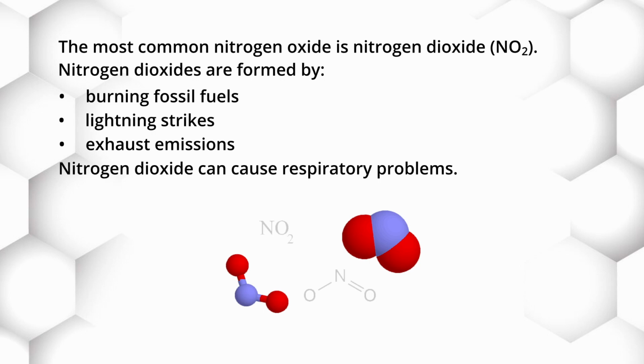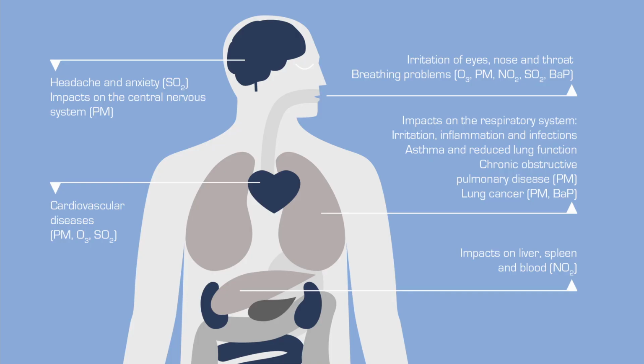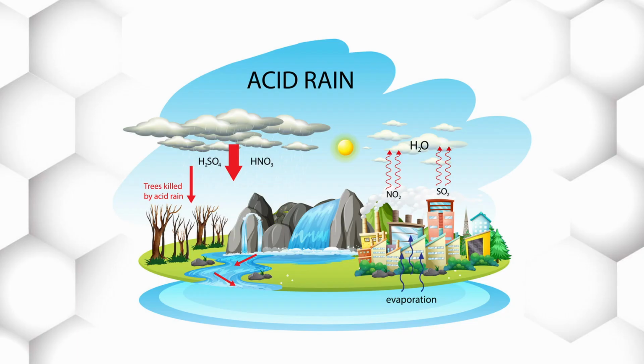It can increase the likelihood of respiratory problems as it inflames the lining of the lungs and can reduce immunity to lung infections. This can cause problems such as wheezing, coughing, colds, flu, and bronchitis. Nitrogen dioxide can also cause acid rain as it is an acidic oxide.